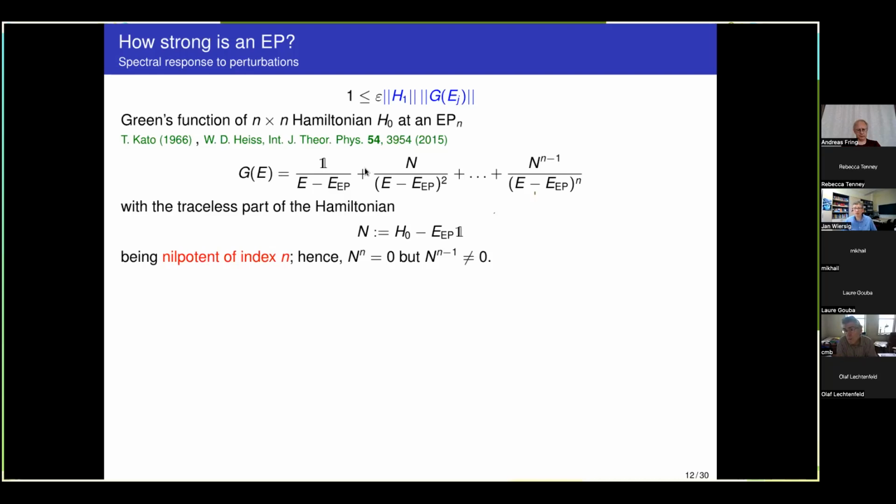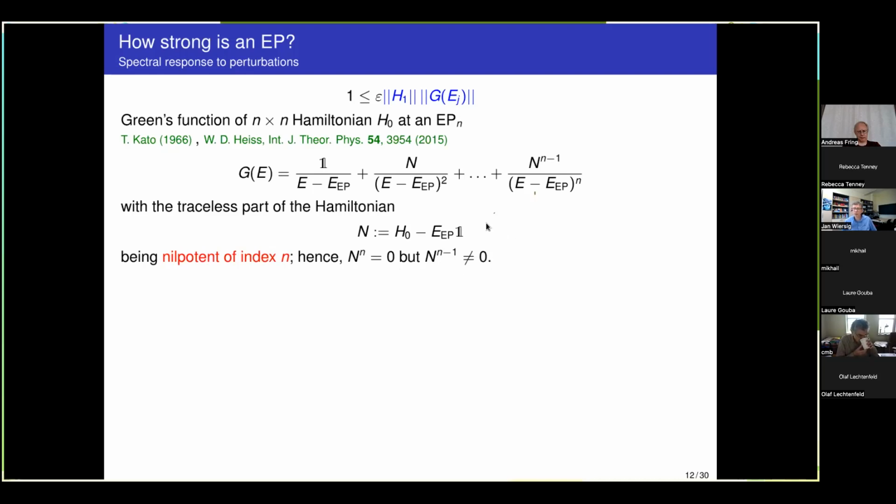And then it's known, already since Kato, but it has been reinvented at least once by Heiss, that the Green's function at the exceptional point can be written in this way, where capital N is the traceless part of the Hamiltonian. It has the special property that it's nilpotent of index n, meaning that N to the power of n is 0, but N to the power of n minus 1 is not.